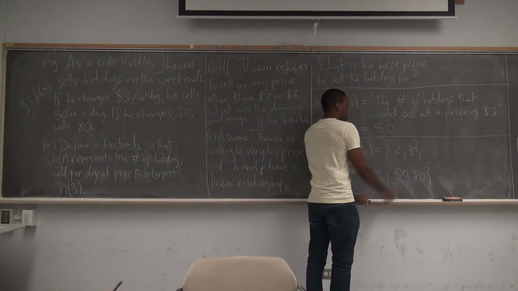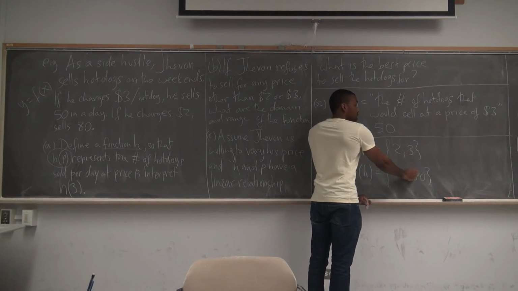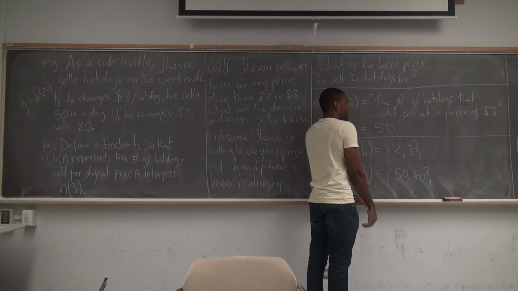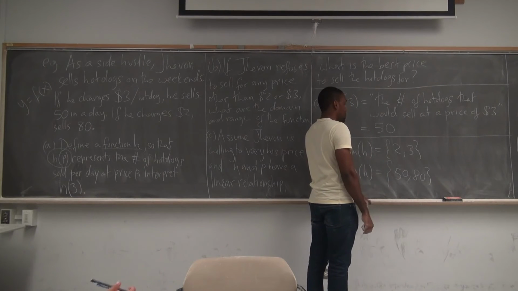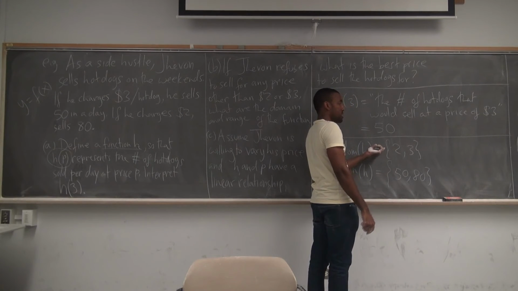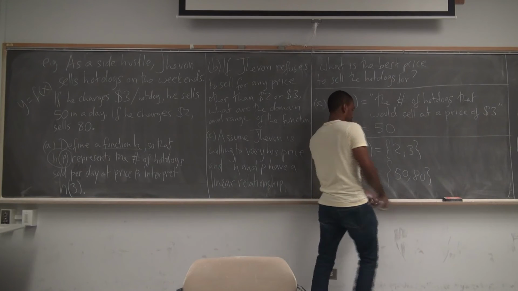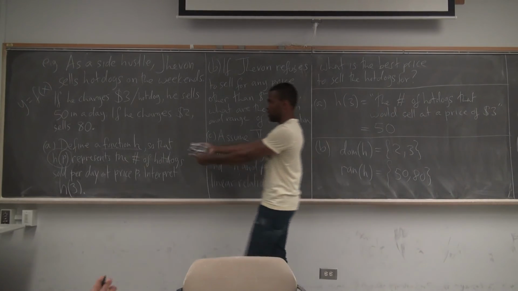So if I charge 3, I sell 50. If I charge 2, I sell 80. So this is the domain and range of the function. The possible inputs or prices are $2 and $3. The possible outputs are 50 and 80 hot dogs. It comes from reading the problem.